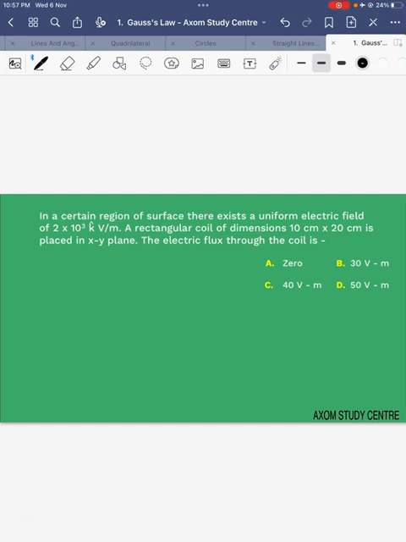Next, let us see one question. In a certain region of space there exists a uniform electric field, E is equal to 2 into 10 to the power 3 k cap volt per meter, that means along the z direction. A rectangular coil of dimension 10 into 20 centimeter square, that is 200 centimeter square, is placed in the xy plane.